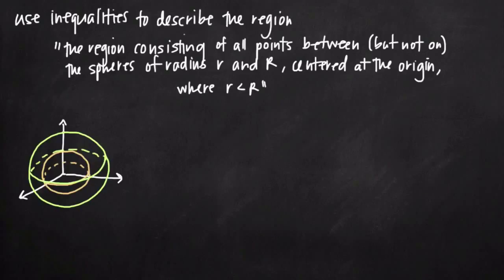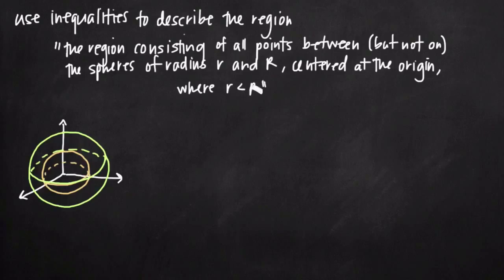Today we're going to be talking about how to use inequalities to describe a region in three-dimensional coordinate space. In this particular problem, we've been asked to use inequalities to describe the region, which consists of all the points between, but not on, the spheres of radius lowercase r and uppercase R, which are both centered at the origin, where lowercase r is less than uppercase R. Now, that sounds really confusing and silly, but it's actually not that bad.